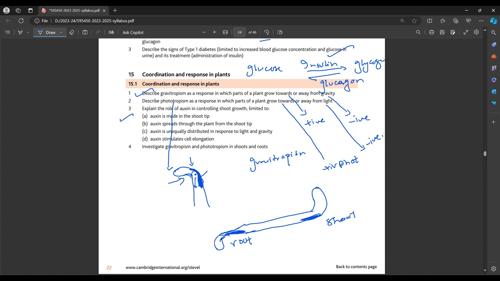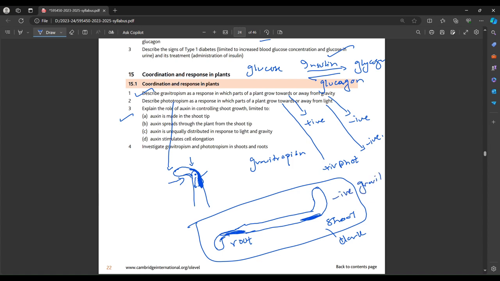Clear? So this is what happens when we place the plant in the dark. The shoot will move upward against gravity, so this is the sign of negative gravitropism. This is negative gravitropism, and this shows positive gravitropism. Now this is positive phototropism. Hope it is clear.